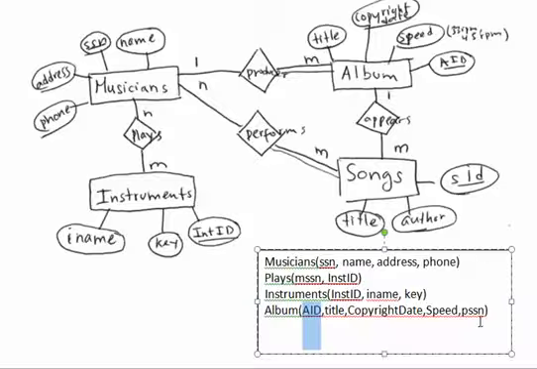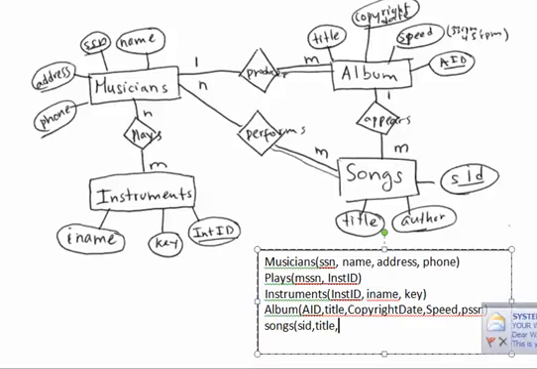Now we get songs, and it's a one-to-many, so we're going to get the key. So here we get a key from album, so we got the song ID, which I put on my own, title, author, and the key from the album, so the album ID. This is the key, and we'll underline that.